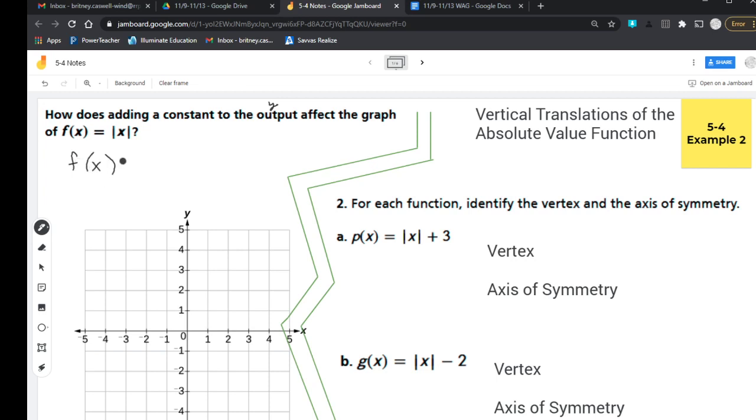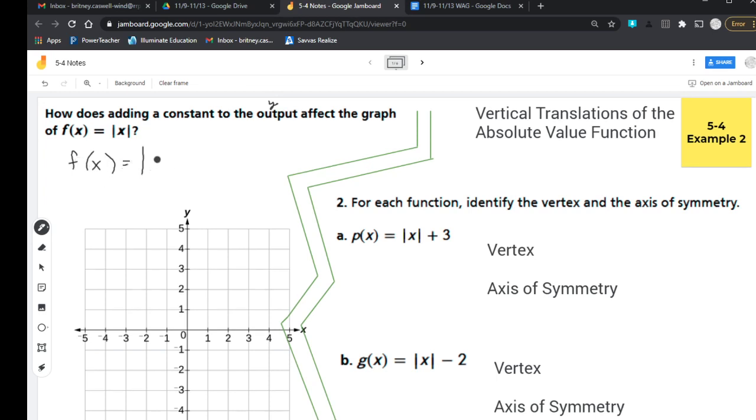So what I'm looking at, you guys might have seen this in a previous video, where we have an equation that looks like this. What we're doing is we are analyzing this plus k. Okay? So if it says plus k, you're going to translate up. And if it says minus k, you're going to translate down.